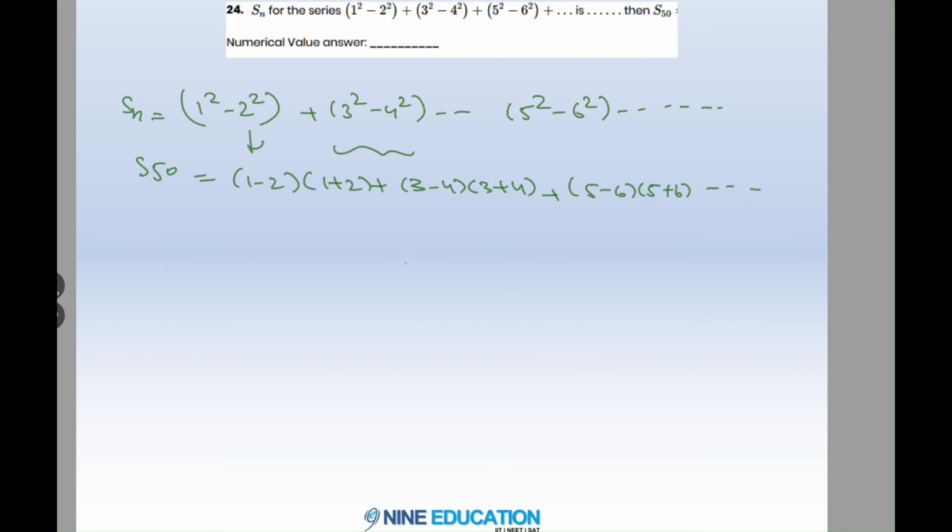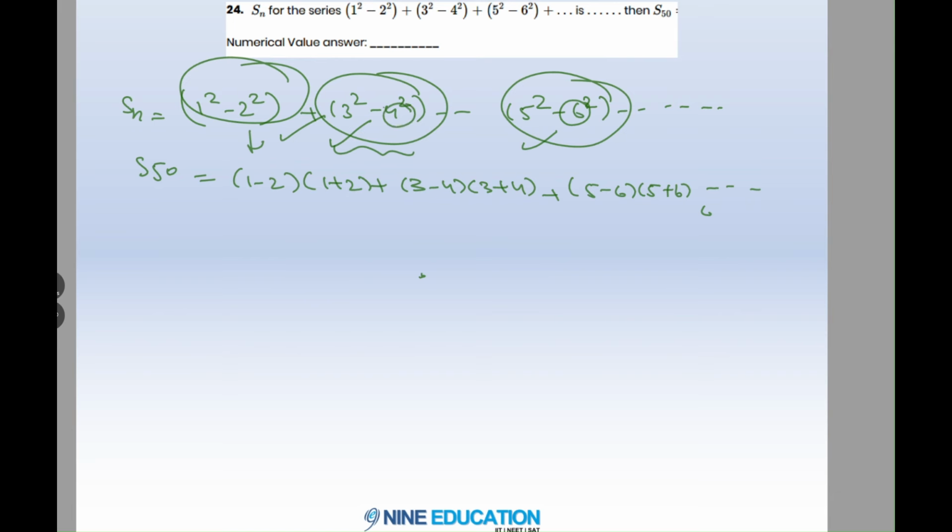So this is the first term, this is the second term, this is the third term. We want the 50th term. For the third term, you have 6; for the second term you have 4; for the first term, you have 2. So for the 50th term, you will have 100 squared, and before that, you will have 99 squared. So this is (99 minus 100)(99 plus 100).